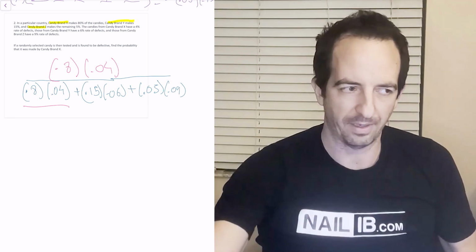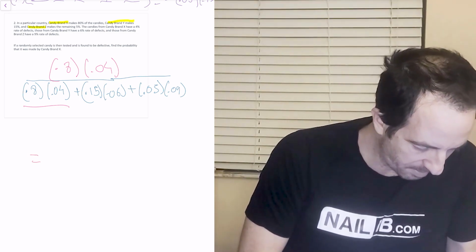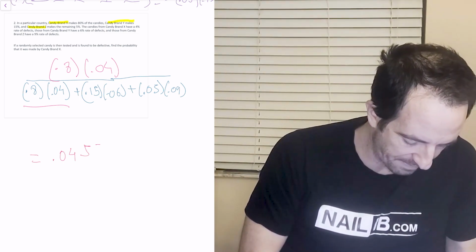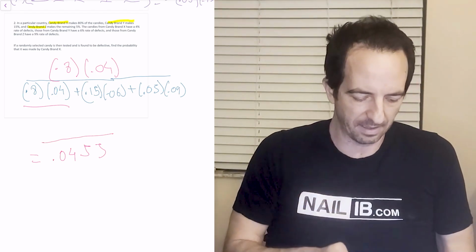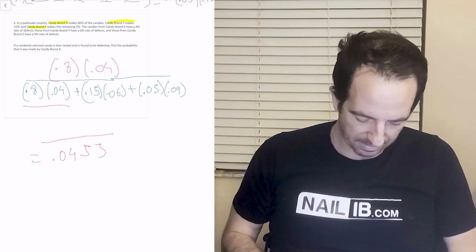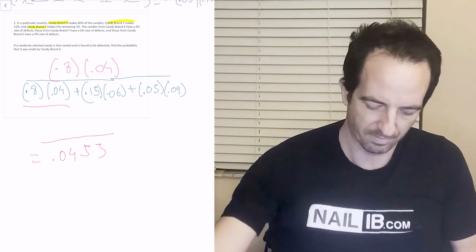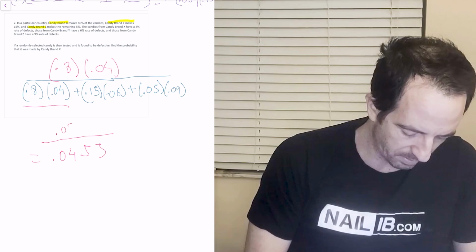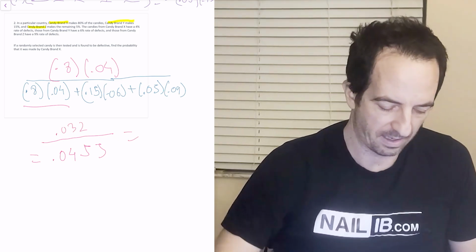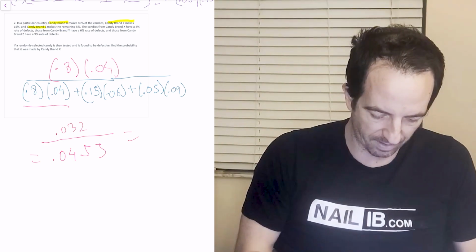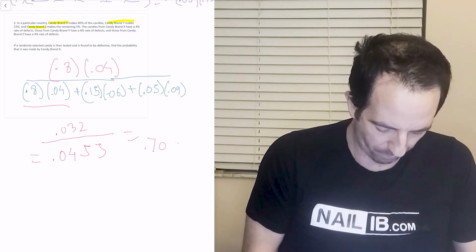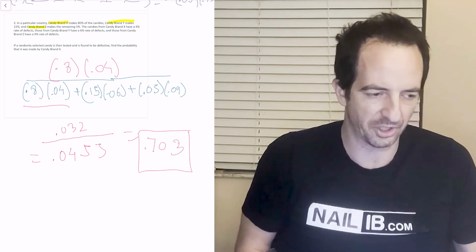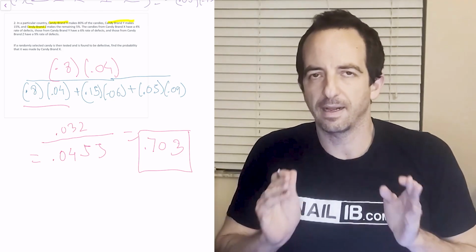That gives me a total probability of 0.0455. That's the total likelihood of getting a defective candy. But specifically from candy X is 0.8 times 0.04, which is 0.032. And then dividing that by 0.0455 comes out to 0.703. In other words, there's a 70% chance that that defective candy came from X.